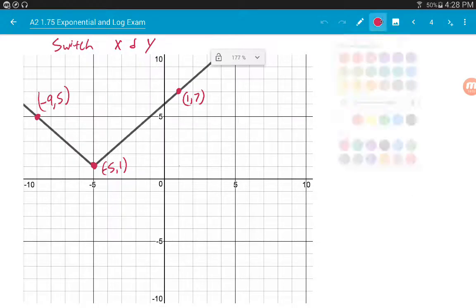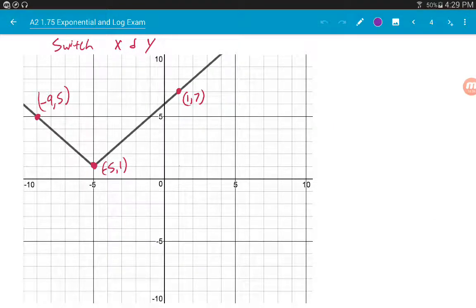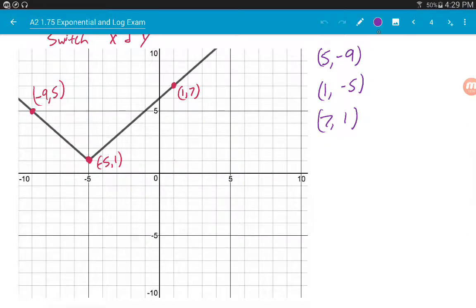Now all I need to do is flip those. So negative 9, 5 becomes 5, negative 9. Negative 5, 1 becomes 1, negative 5. And 1, 7 becomes 7, 1. Just switching the x and the y values.